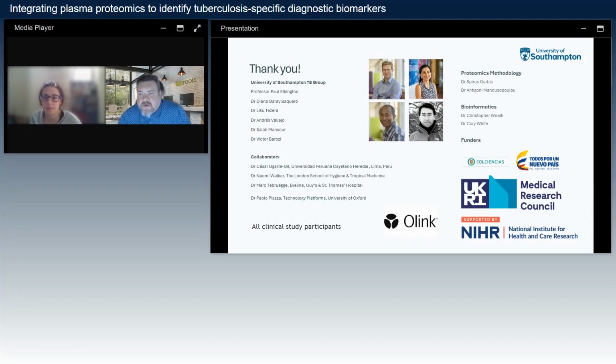And have you tested these TB-specific diagnostic markers in a TB-HIV co-infected cohort? Not yet, but I've got grant funding to do exactly that. So we're going to test them in HIV co-infected patients. So hopefully have an answer in due course.